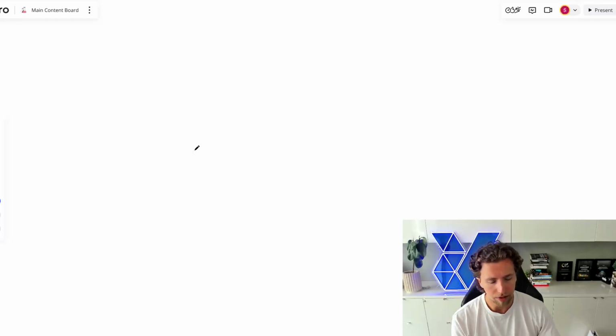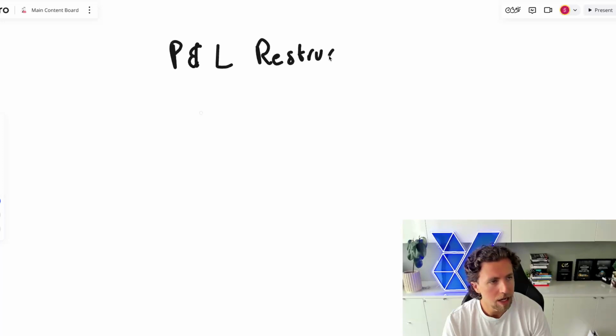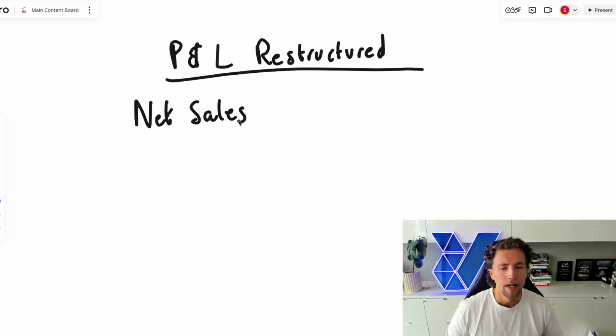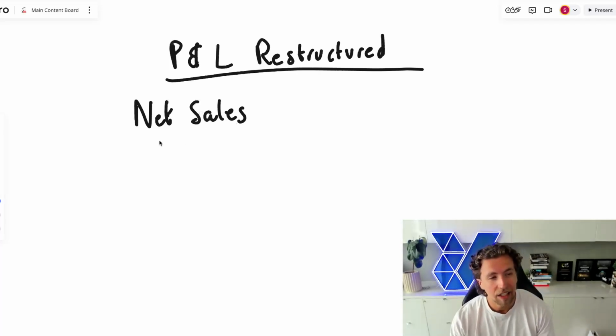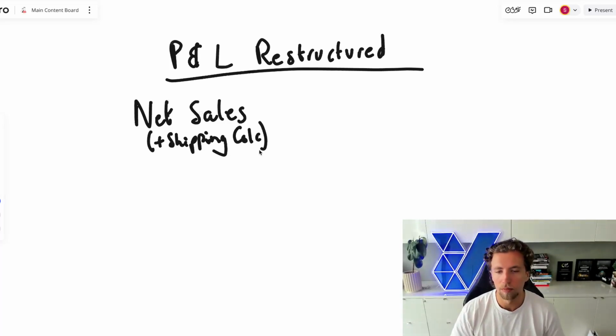And how I would restructure it is like so. And I would recommend doing this in a Google Sheet or an Excel sheet. Firstly, you want net sales. Now, technically, you want net sales plus shipping collected. And this is if you're getting an export from Shopify.